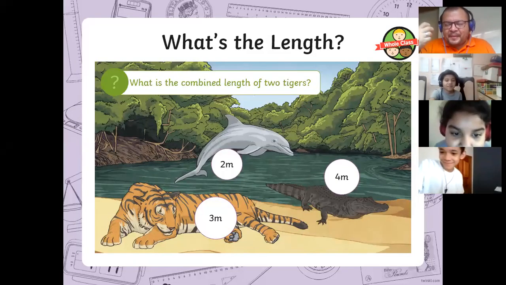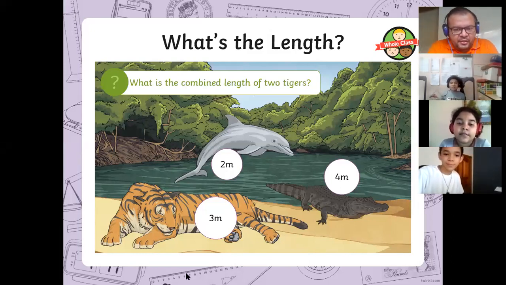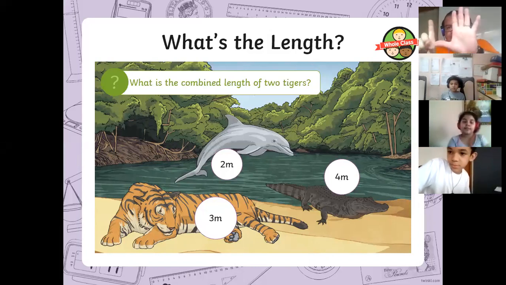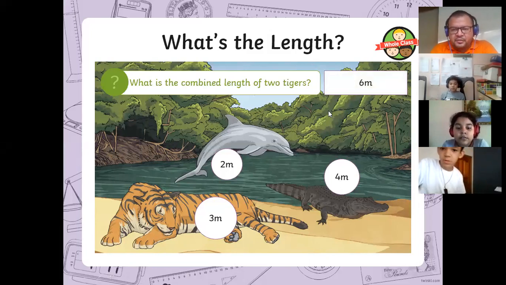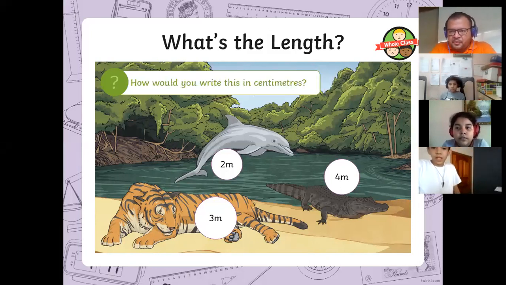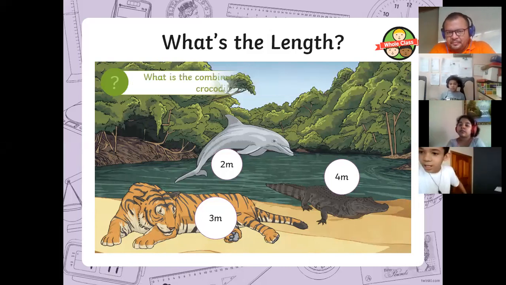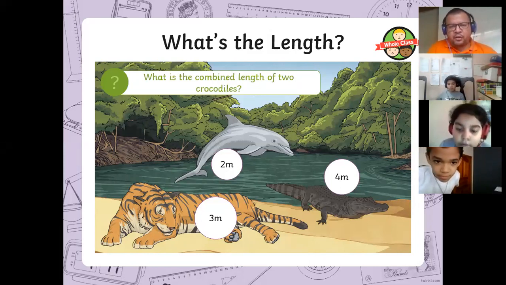I repeat the question. What is the combined length of the two tigers? That tiger's length is 3 meters. If I have two tigers, my total length is 6 meters. If I change it to centimeters, I have 600 centimeters. And if we change it to millimeters, it's 6,000 millimeters.